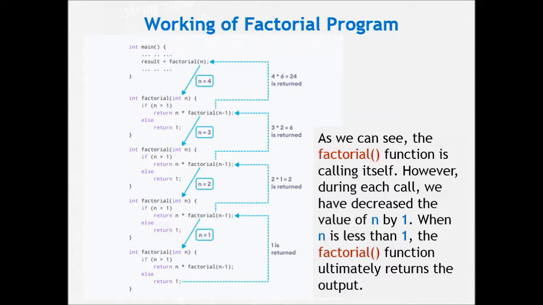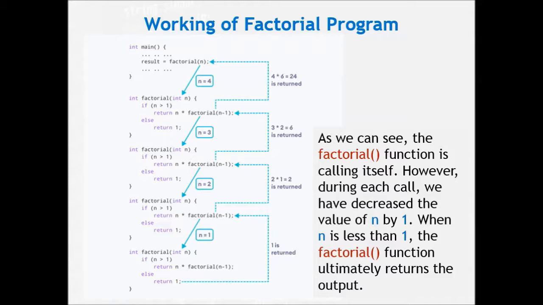But before calling itself it decreases the value 4 to 3. So in int factorial int n, if n is greater than 1 return n multiplied by factorial n minus 1. Now when we write n minus 1, n becomes 2, and as factorial n minus 1 it calls itself, then again it calls itself, int factorial int n. In the body, if n is greater than 1 return n multiplied by factorial n minus 1.